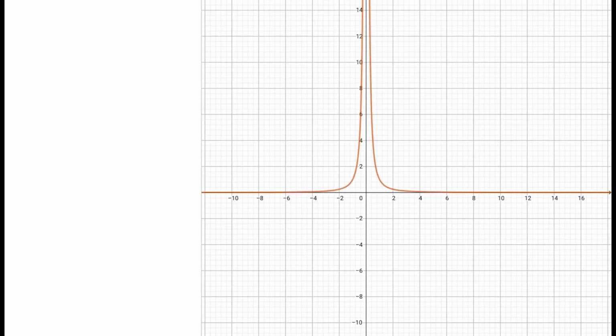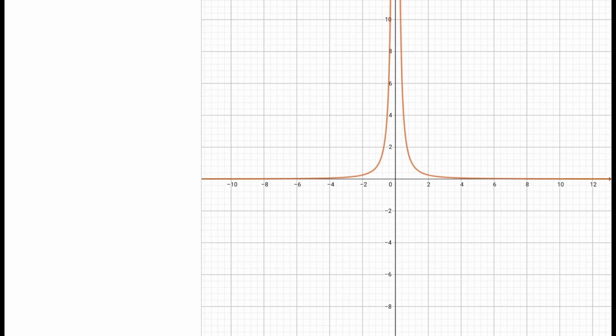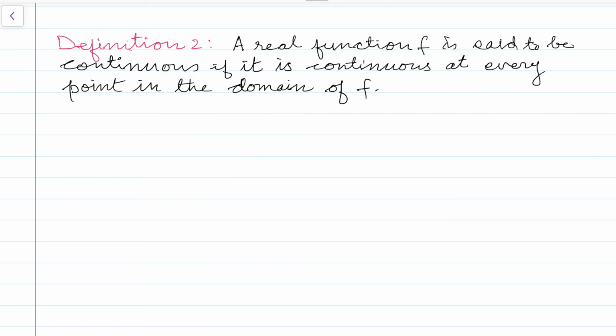So from these examples, it is clear that the function will be continuous at a point if its limit exists, meaning that the left limit and the right limit at that point must be equal and the value of the function must also be equal to the limit at that point. Then only the function will be continuous. Now we will define a continuous function. A real function f is said to be continuous if it is continuous at every point in its domain.